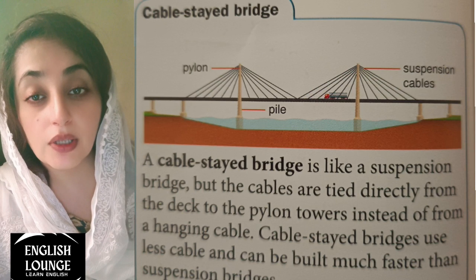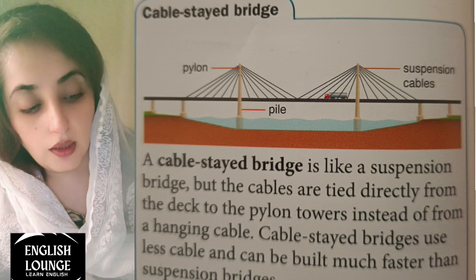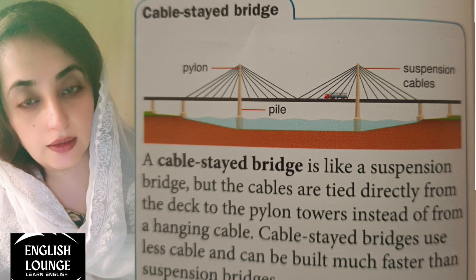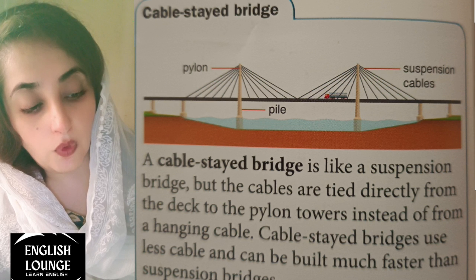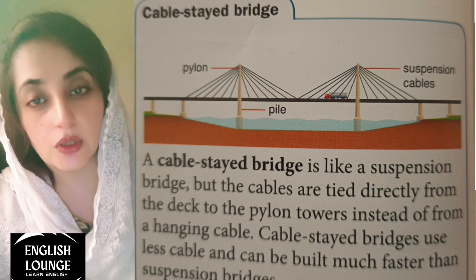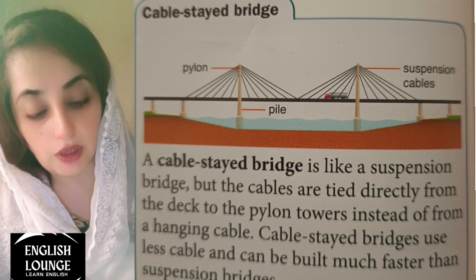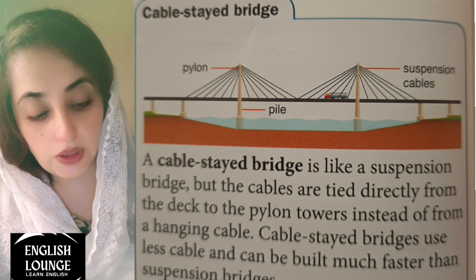A cable-stayed bridge is like a suspension bridge, but the cables are tied directly from the deck to the pylon towers instead of forming a hanging cable. Cable-stayed bridges use less cable and can be built much faster than the suspension bridge.